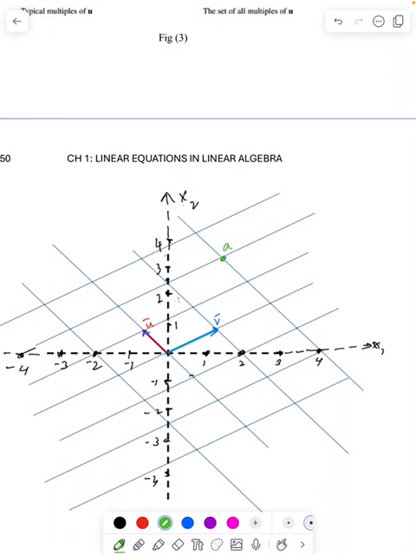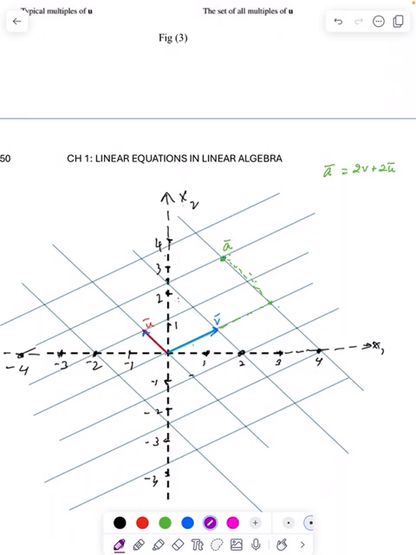Let's call it A. Then you may notice that I can reach A by going up till here, going here, and then going up. So how many units of V do we travel? 2V, and then plus 2U.